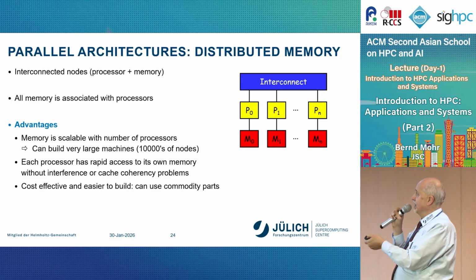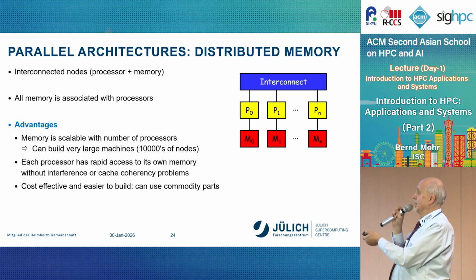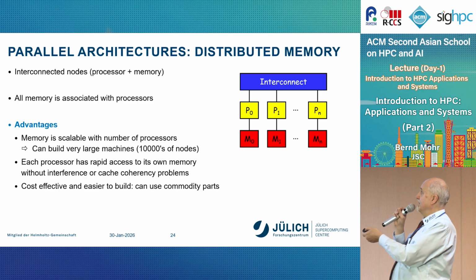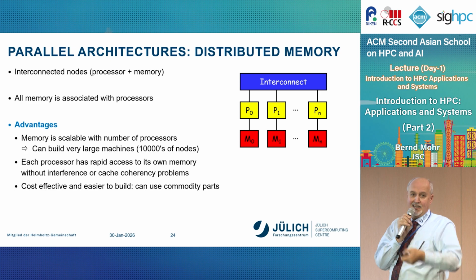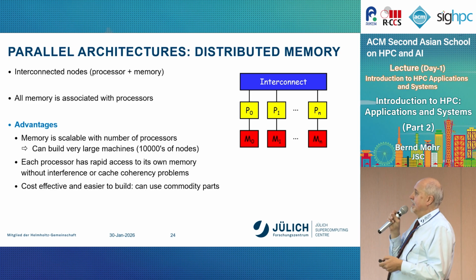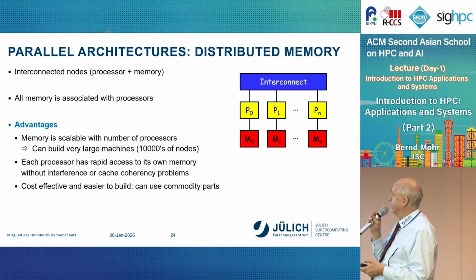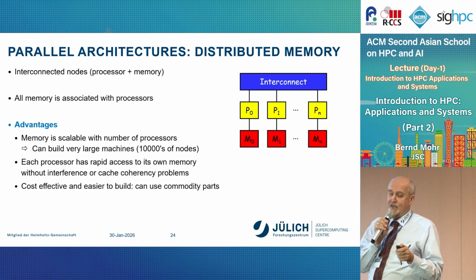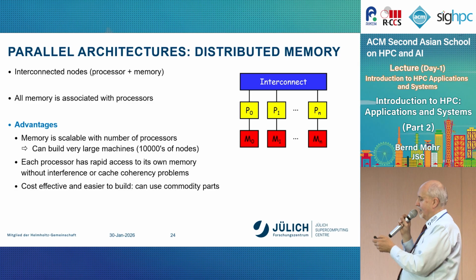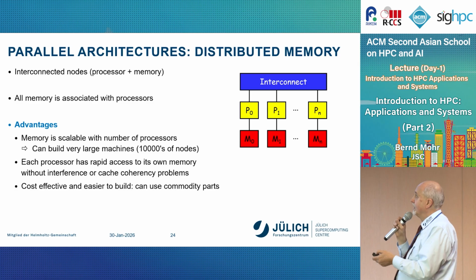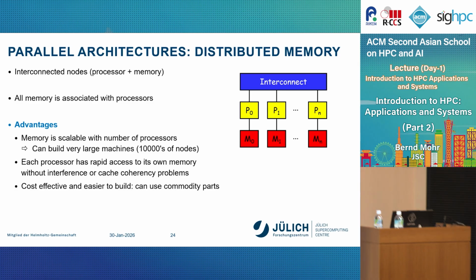So basically, if that one needs data from here, it has to tell that processor somehow, oh, I need this and this data, and then that processor sends that data over the network to the other one, and then it can calculate on it. This is basically how you do parallel computing here. So, what are the advantages of such a system?